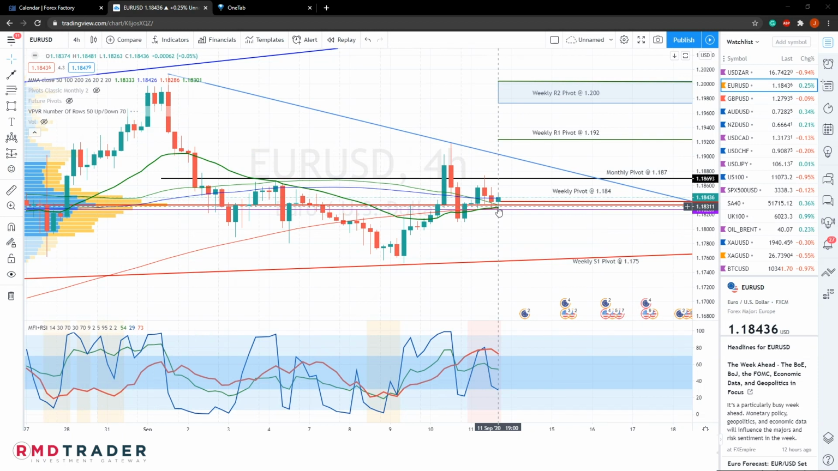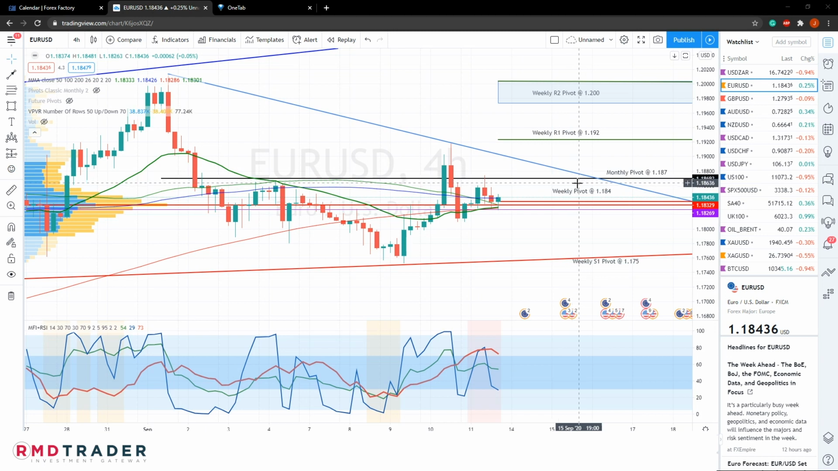Moving on to the Euro USD, the area to watch for price action this week would be this confluence area at around 1.184. This is where we see the 4-hour 100 as well as the 4-hour 200 SMAs meet with the weekly pivot, all at this 1.184 level. Bearish price action will likely see the lower diagonal being tested near this weekly S1 pivot at 1.175, whereas any bullish price action from this area will likely see the upper diagonal being tested near our monthly pivot level at 1.187.